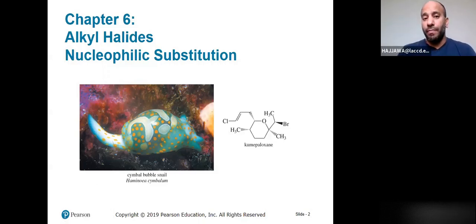Chapter 6, Alkyl Halides. In this chapter, we will learn how to name alkyl halides. We will look at reactions alkyl halides can be made through, or reactions that alkyl halides can undergo. In this chapter, we're going to focus on the main type of reaction that alkyl halides undergo, that is nucleophilic substitution.